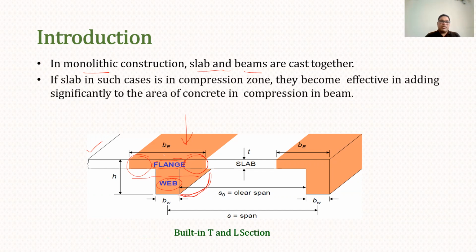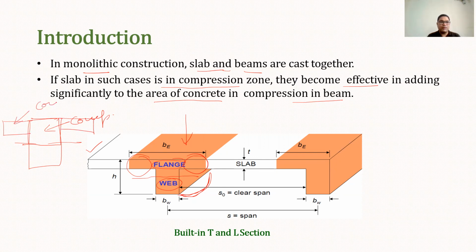So when there is a positive bending moment, then the slab will be present in the compression zone and will become effective in adding strength significantly to the area of concrete in compression in the beam. So basically, as in case of a normal rectangular beam, only this part is taking compression. But if we add some part of the slab also, then that slab part will also take compression.